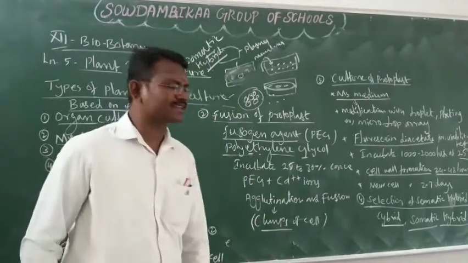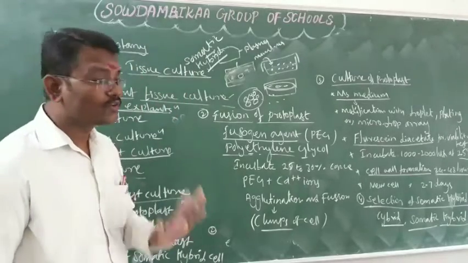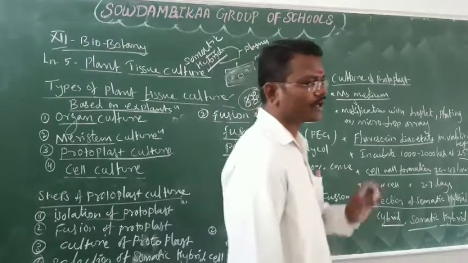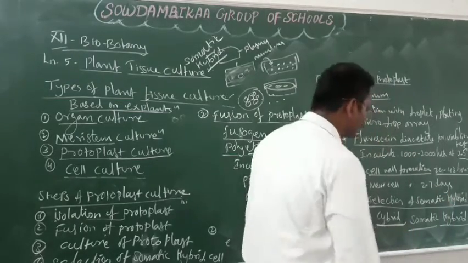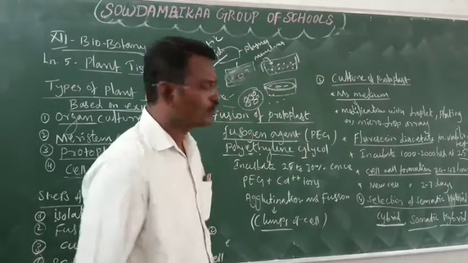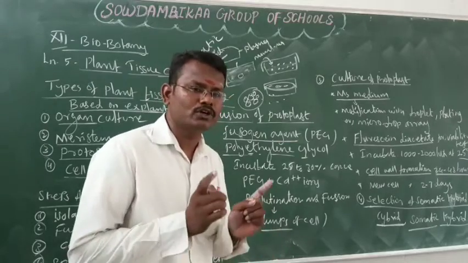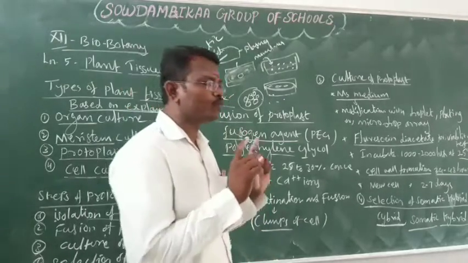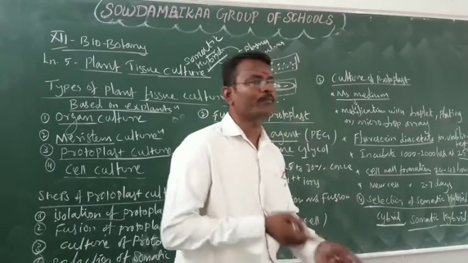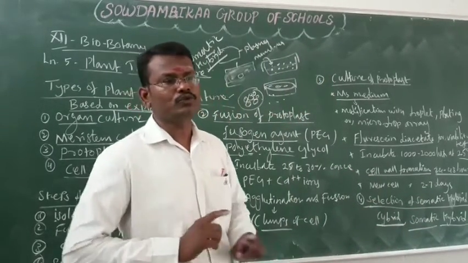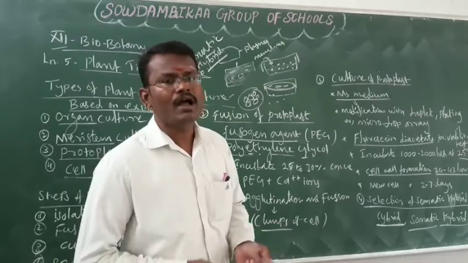Next, the fourth step is the selection of the somatic hybrid. This is very important. Look at the difference between hybrid and cybrid. Do you know this hybrid? Hybrid means fusion producing a hybrid from two different cells or two different parents. Produced from two different parents, that is what we call a hybrid.